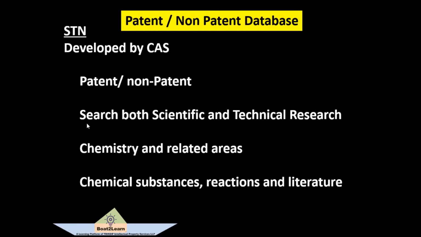Then with STN, we can search both patent and non-patent literature, and even various technical notes and conference proceedings are available through CAS, in various technologies like chemistry, biology, and biotechnology. And it is one of the largest chemical indexing databases available today from CAS.